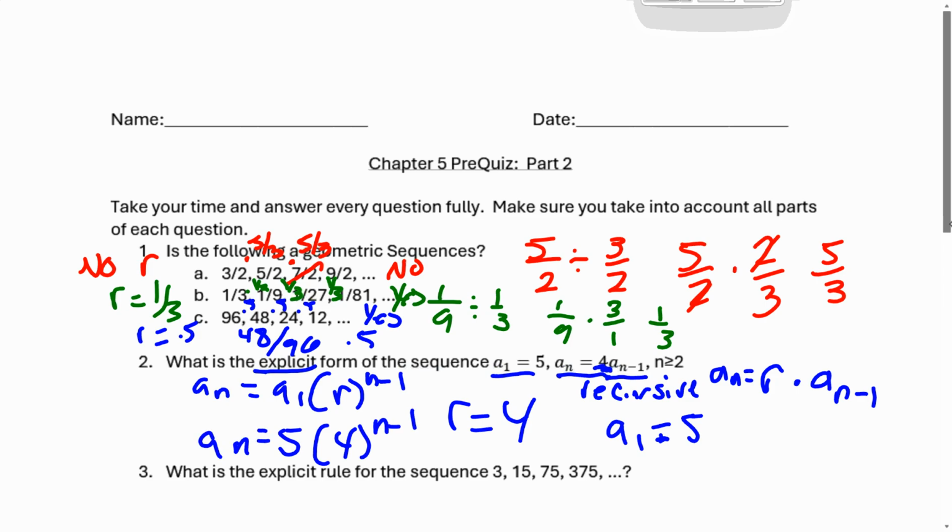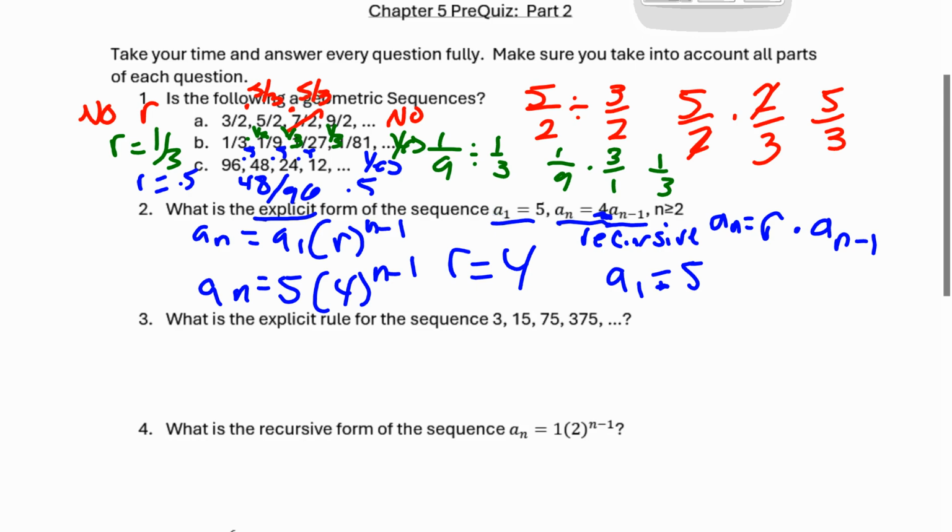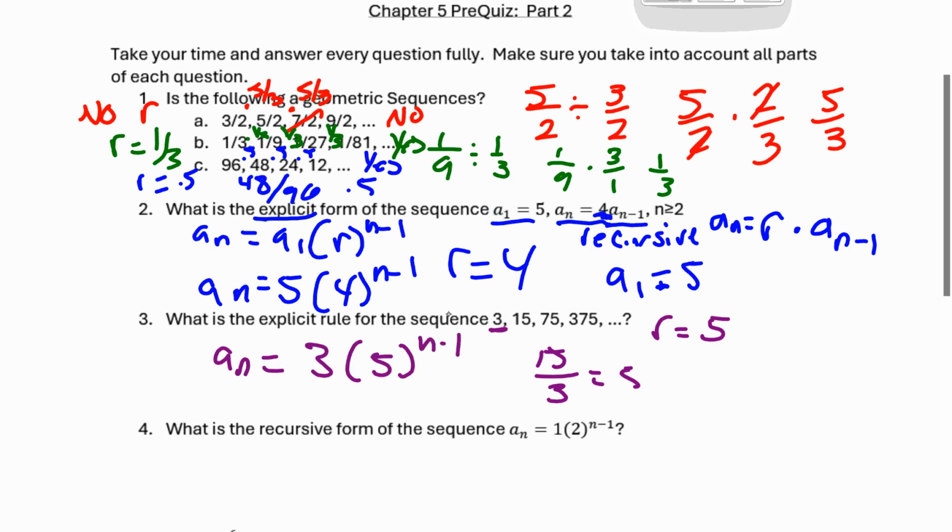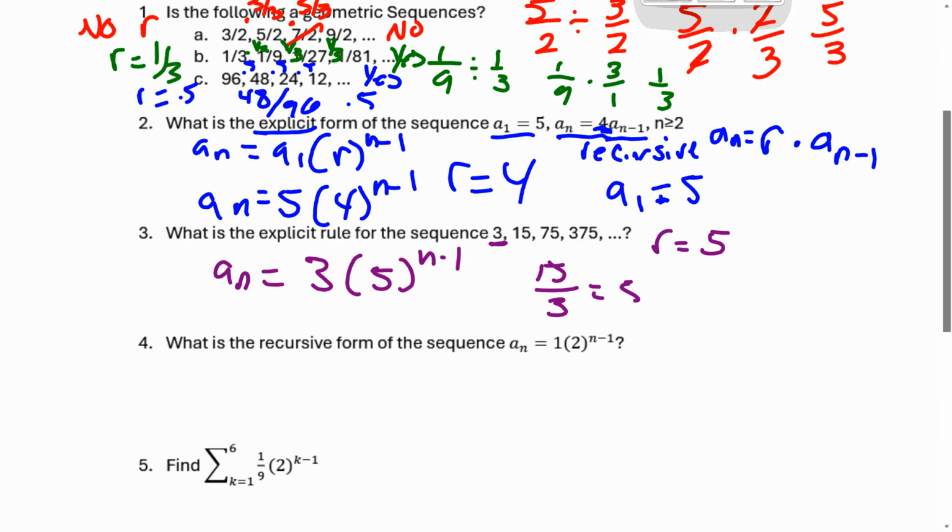Okay, number 3 here. I want to find the explicit from this, so I basically want the same thing as the last problem. I want my A sub 1, and then I just want my R, right? And we find my R just like we did on problem number 1. 15 divided by the previous term, 3, equals 5, right? So then I know my R is 5, I know my A sub 1, now I can write my equation. I got my A sub 1 times my R raised to n minus 1. Done. Okay, next one.